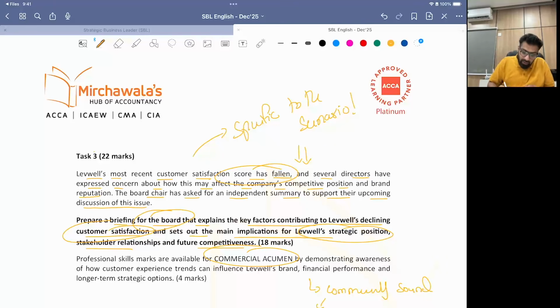And since we have briefing notes of 18 and 4 marks, so at least 16 points, guys, at least 16 points. You can write more, but you cannot write less in this. Okay, you cannot write less in this. Got it?